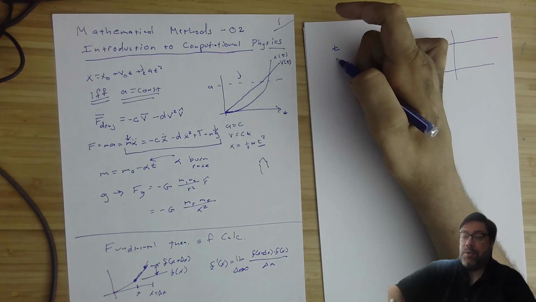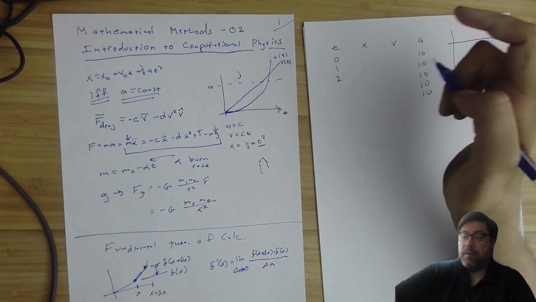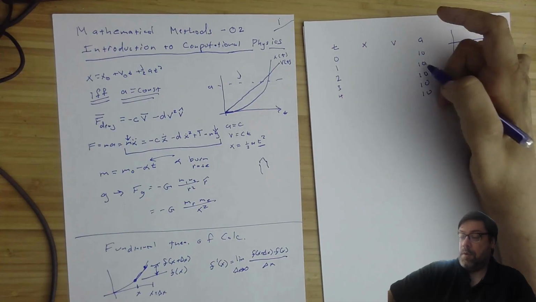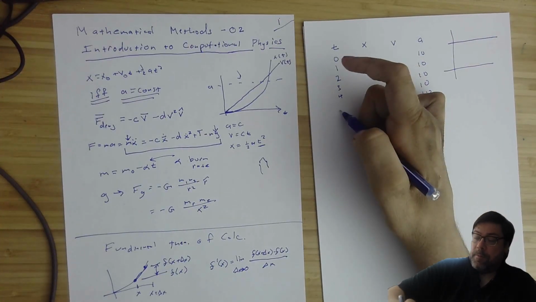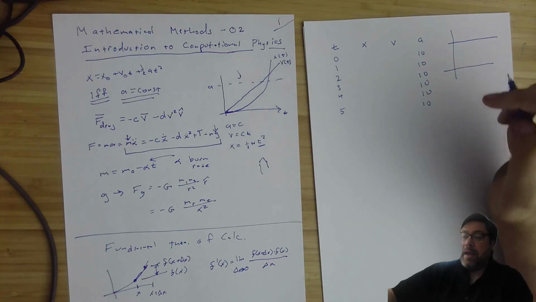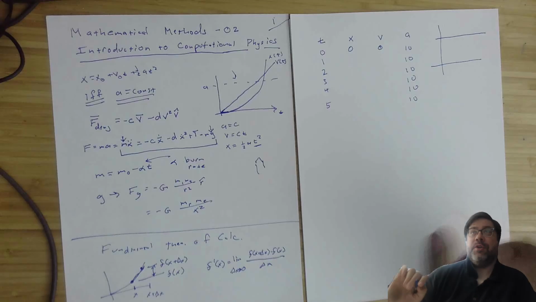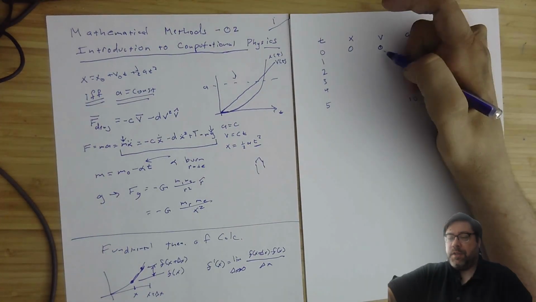All right, and let's do it for time steps, again to make our life easy, of 1 second. 0, 1, 2, 3, 4, 5. All right, and again, let's make our life easy and say we start at 0, 0 in position and time. All right, so what should this velocity be?